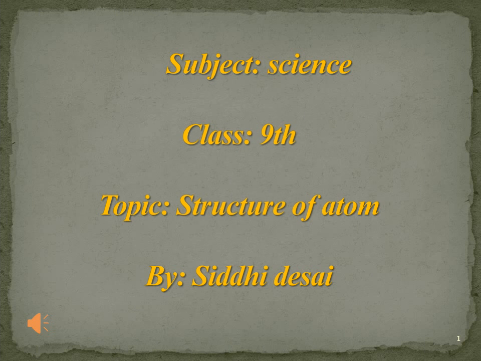Welcome to the class. Students, as we are discussing chapter number 4 of the subject science, that is structure of atom. In this chapter till now we have seen regarding the electron, and also we have seen the distribution of electron in different shells or orbits. And today we are going to see a very new topic in this chapter.